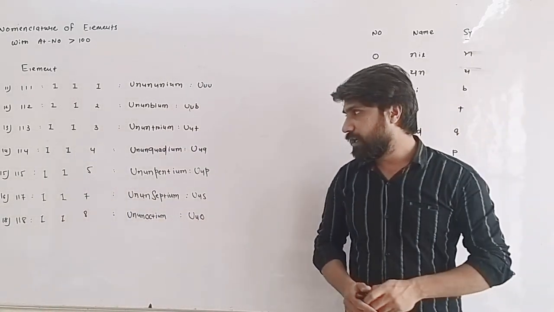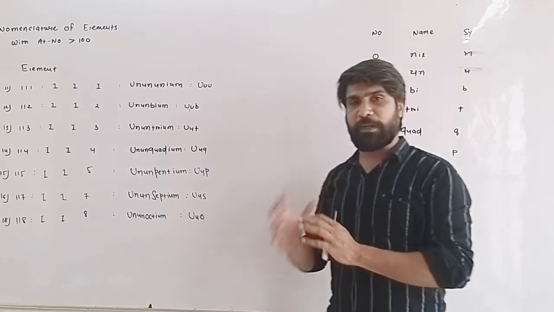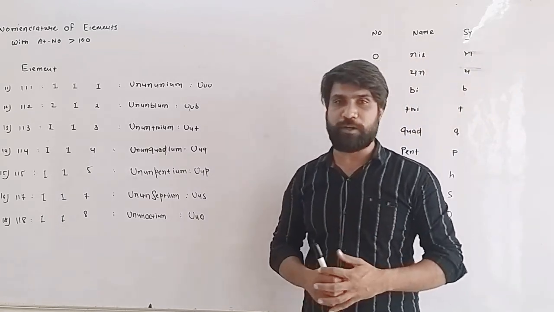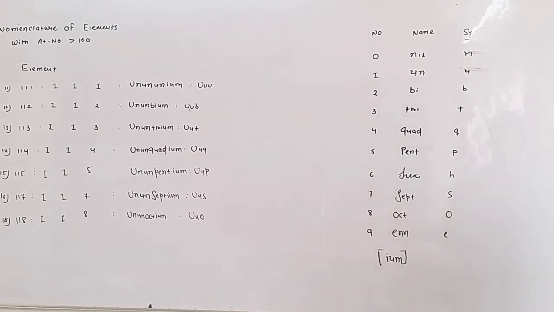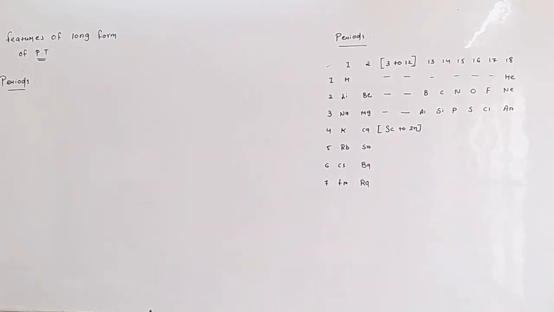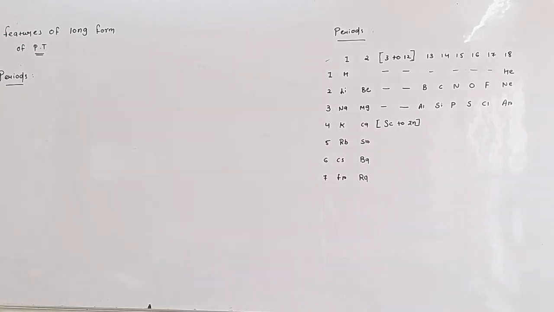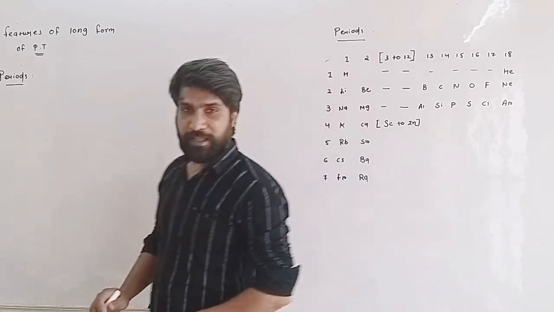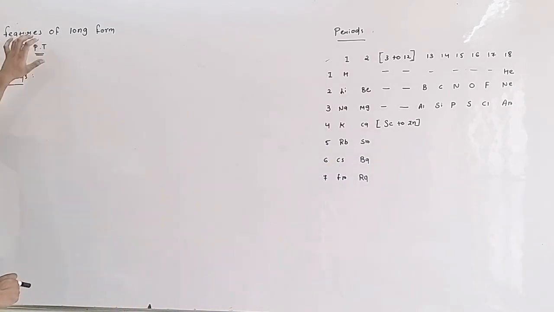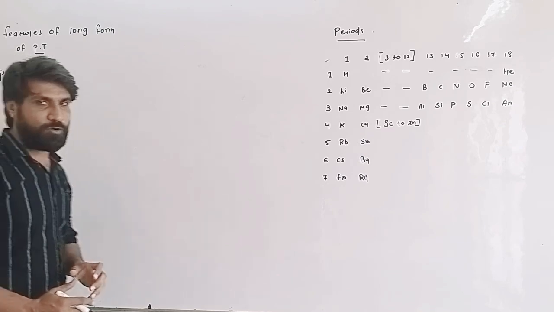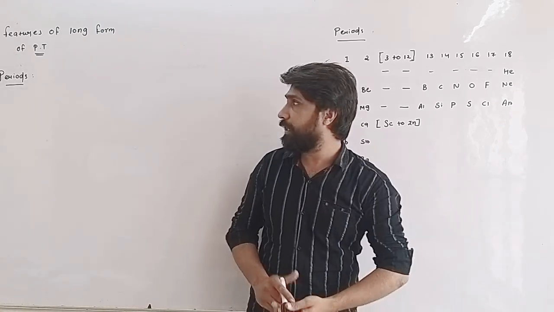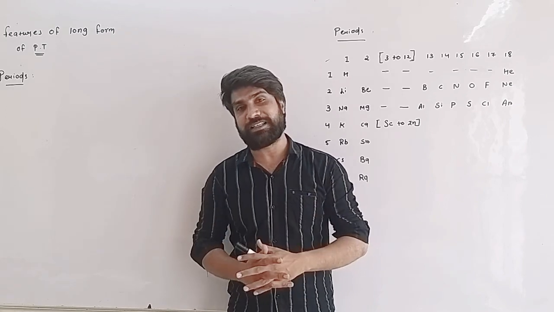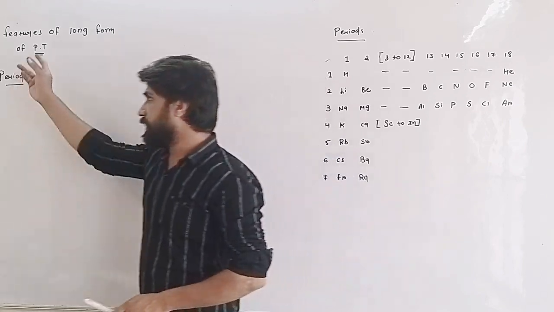Next topic is the features of the periodic table, or you can say characteristics of the periodic table, that we are going to start first. Note it. So next topic is what? Features of the long form of the periodic table. We have to look at some features of our periodic table. What are the characteristics behind the periodic table? Okay, PT means periodic table.